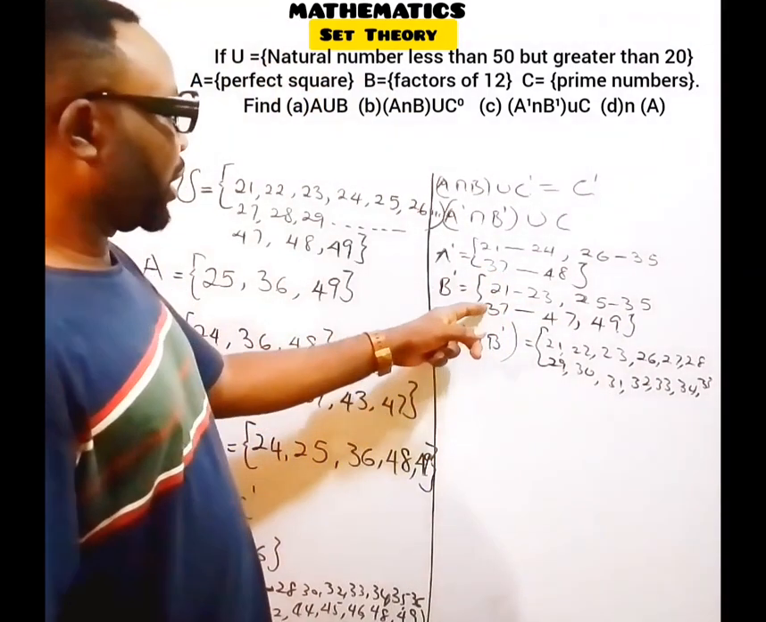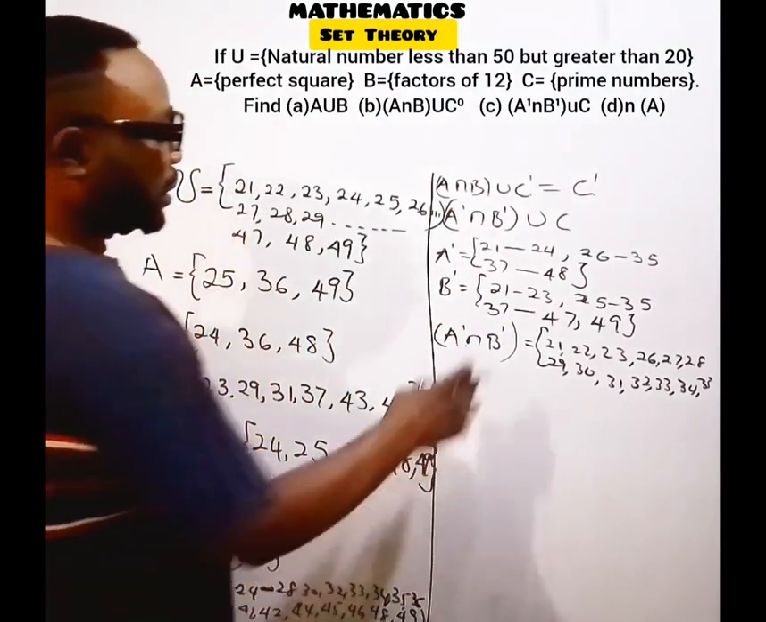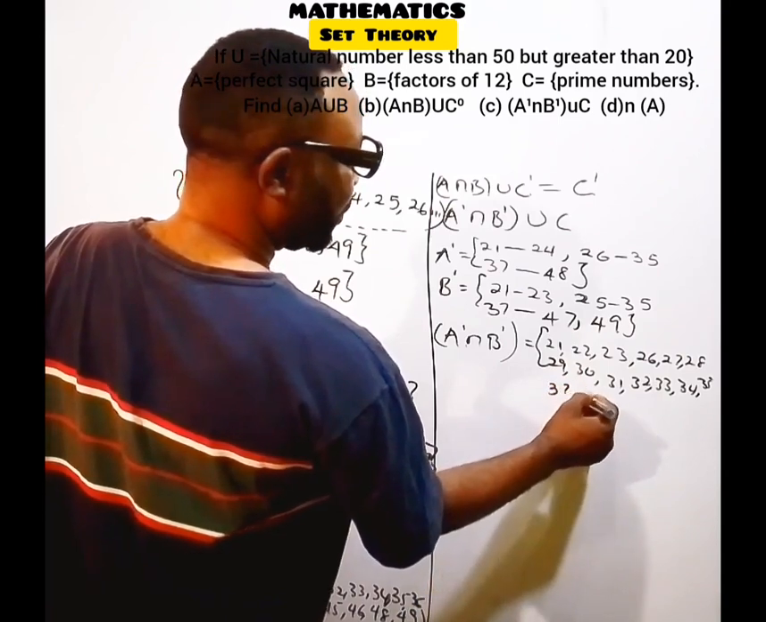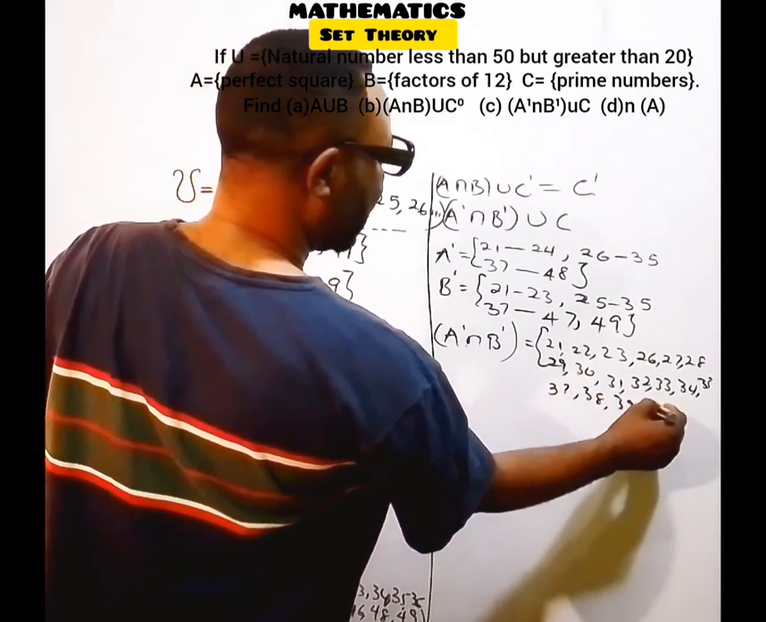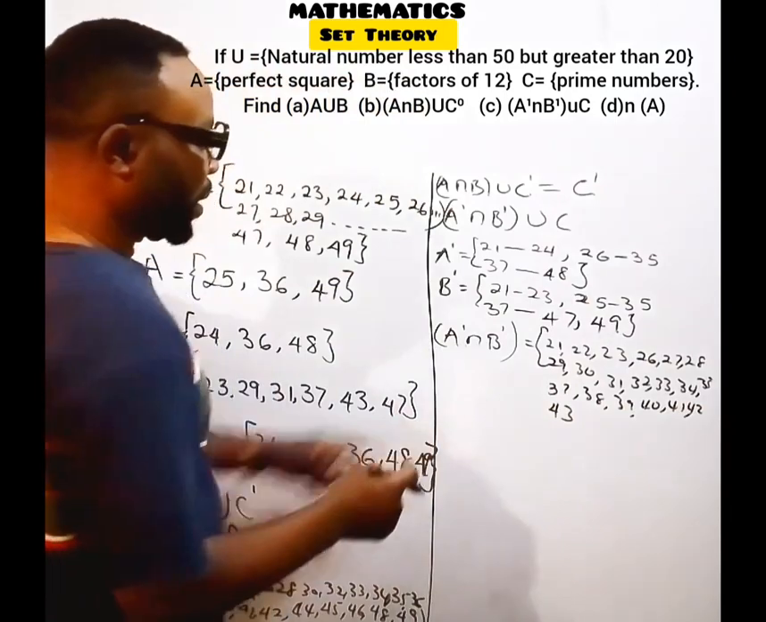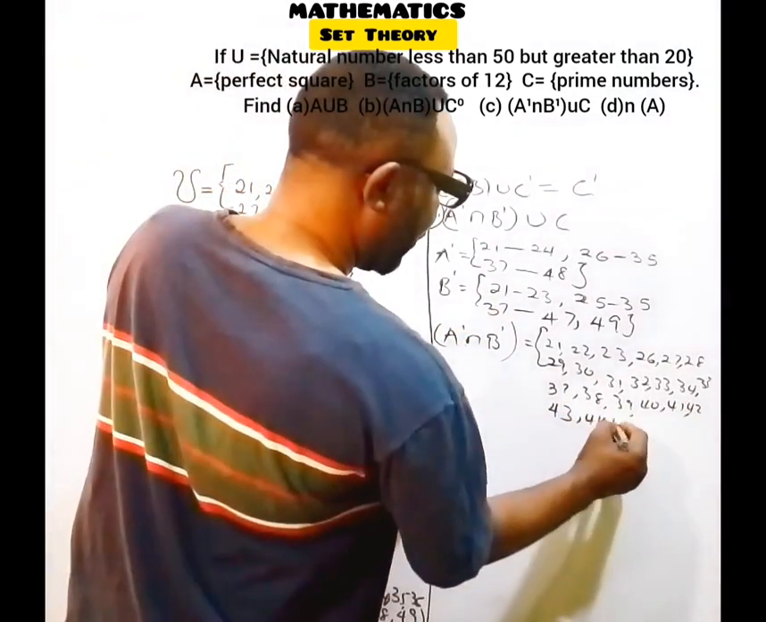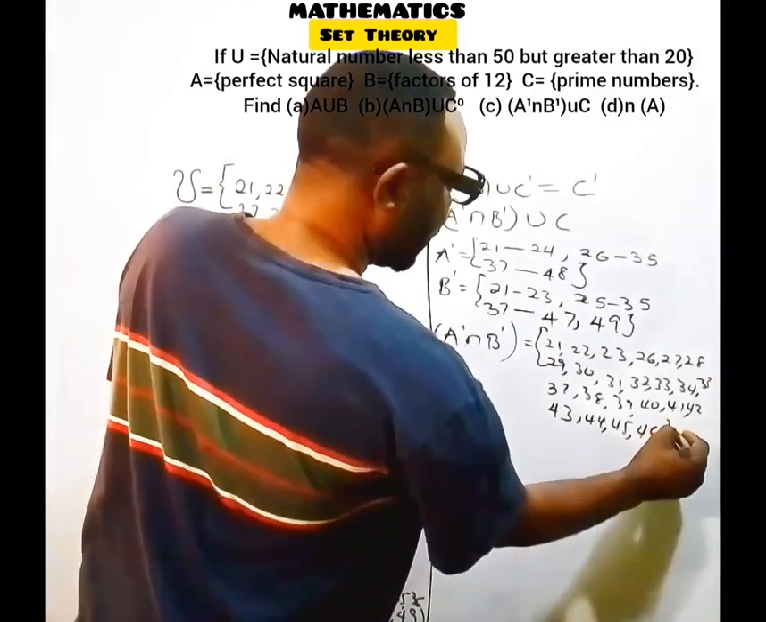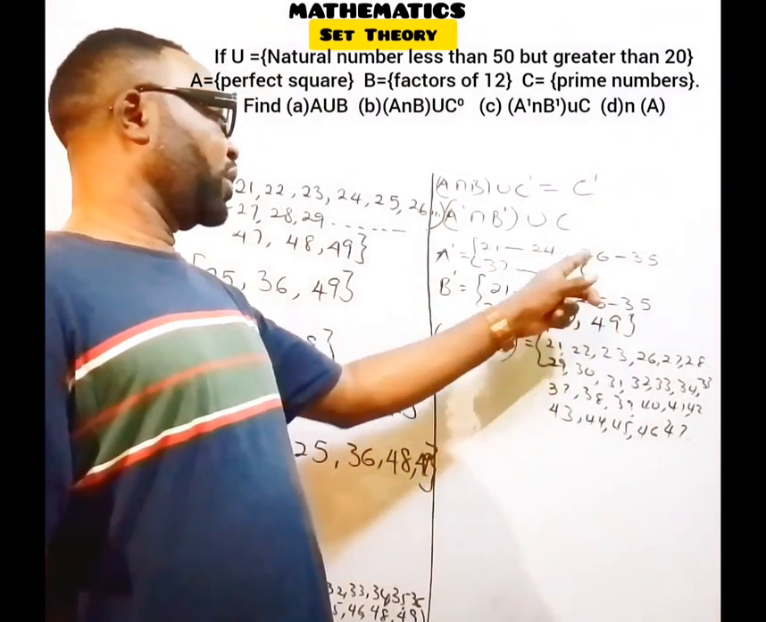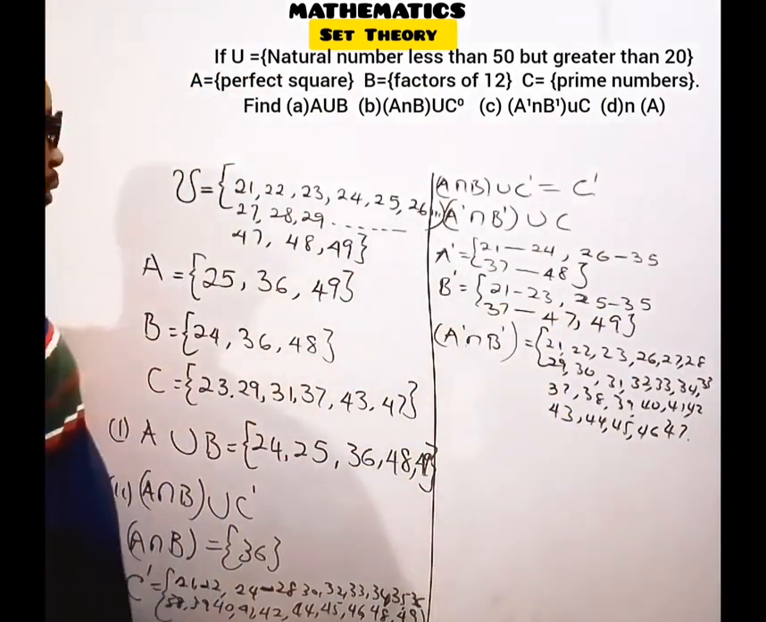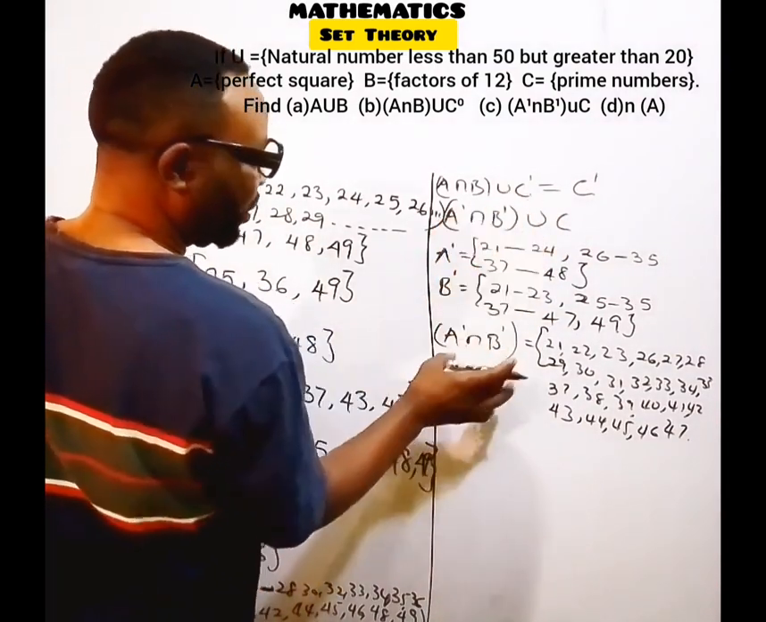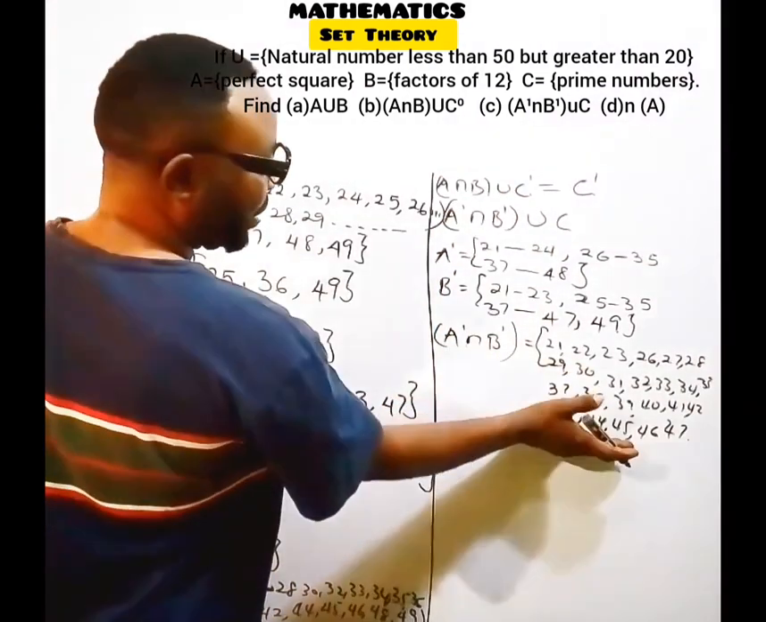36 has been taken out, so we have 37 to 47: 37, 38, 39, 40, 41, 42, 43, 44, 45, 46, 47. This one has 48, but that one doesn't. This one has 49, but that one doesn't. Those are the values we have there. Now we look at A complement intersection B complement, which we have here already. These are their intersection values.